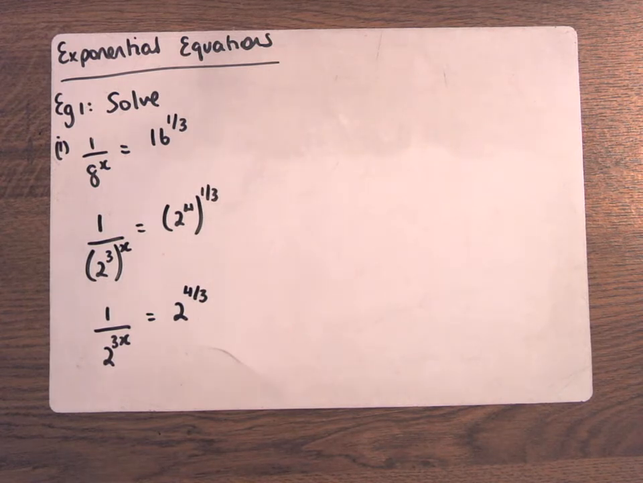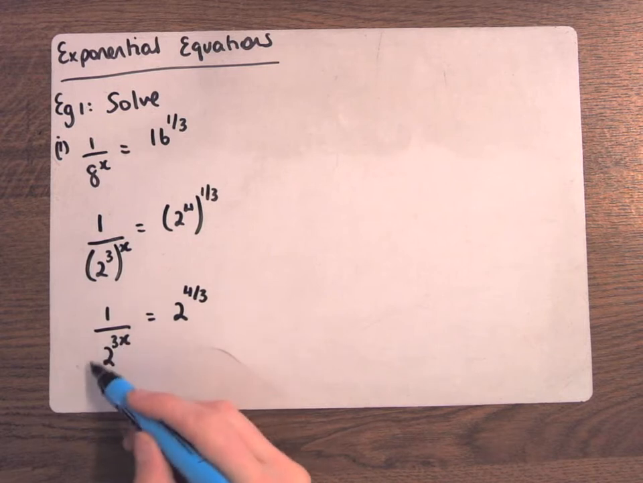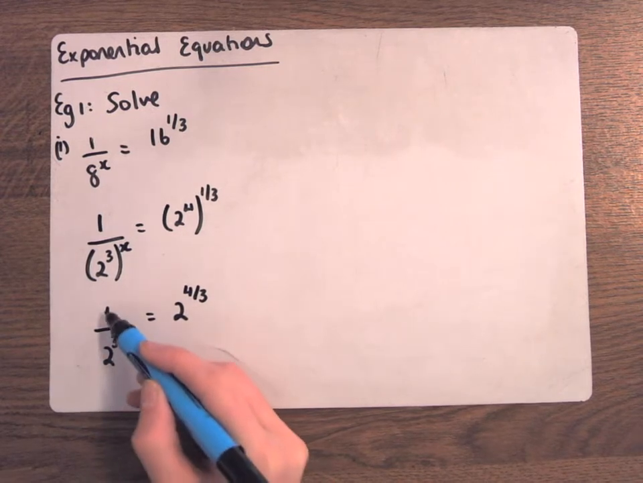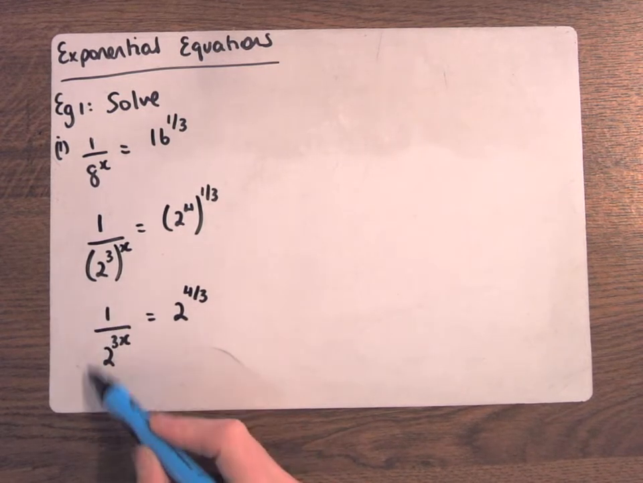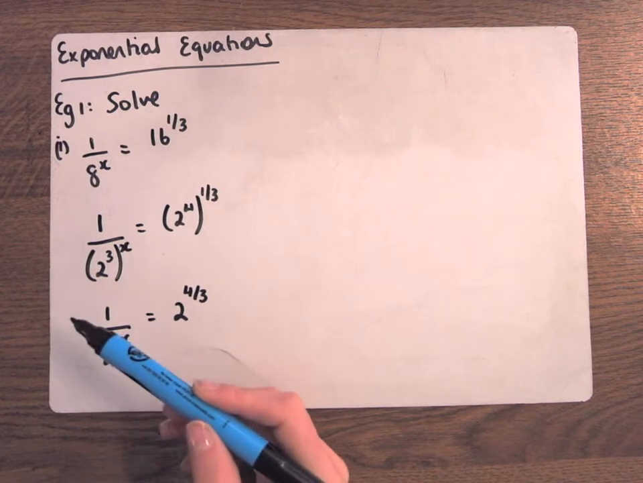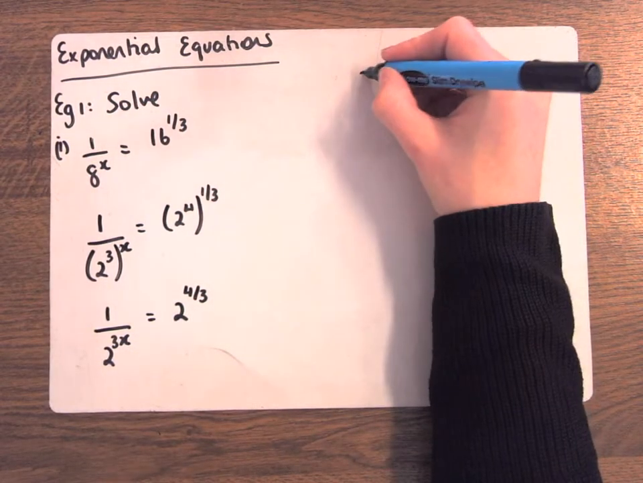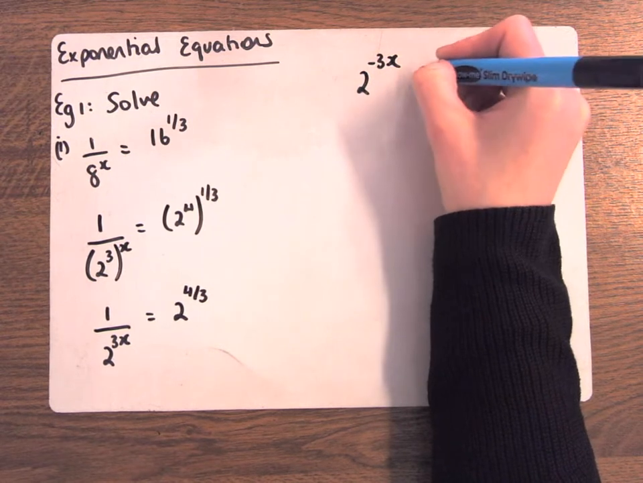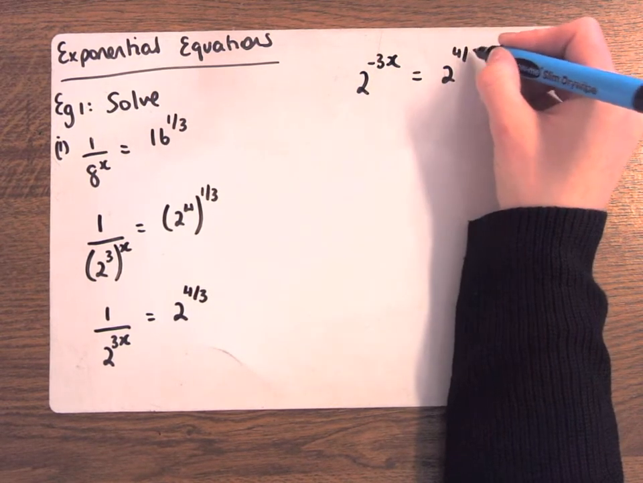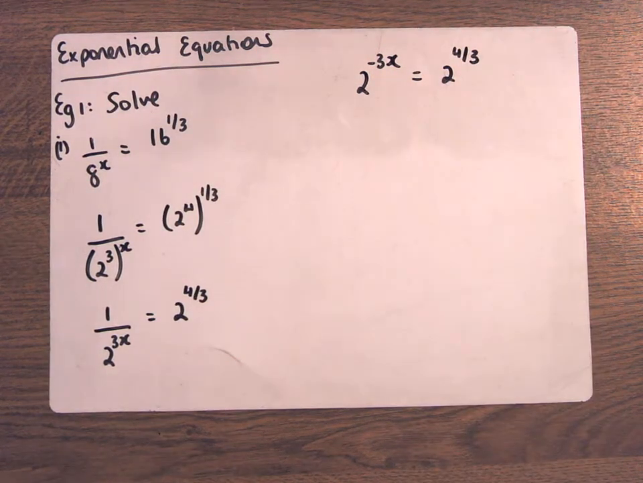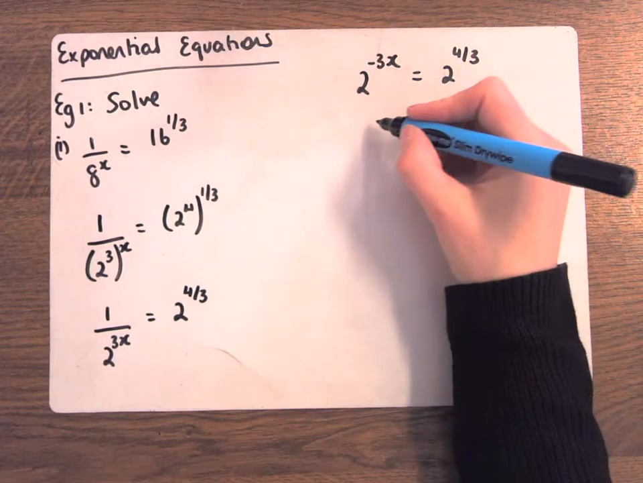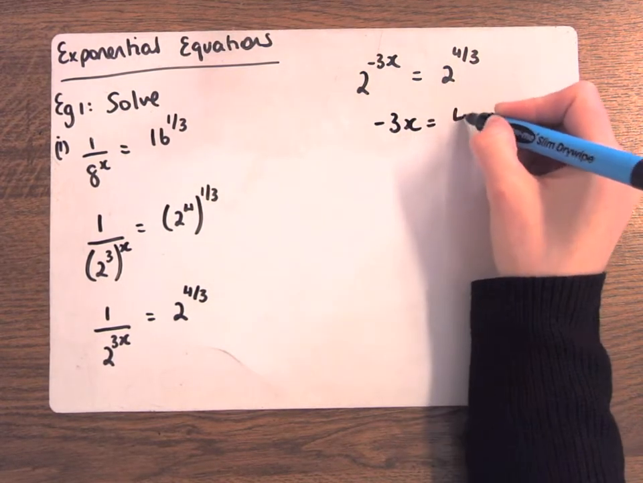I want to get all my bases on the same line, and I want them equal to each other. So this needs to go where? Up there. And if I'm moving something, what happens to the power? If I'm moving it up, it changes the sign. So this becomes 2 to the power of minus 3x equals 2 to the power of 4 over 3. Now my bases are the same. 2 to the power of something equals 2 to the power of something. That just means your powers must be equal.